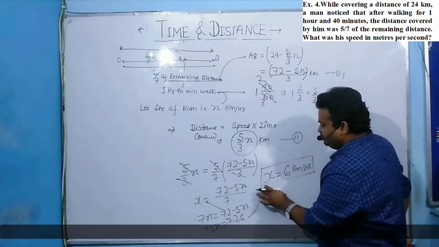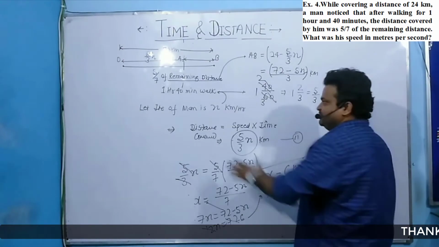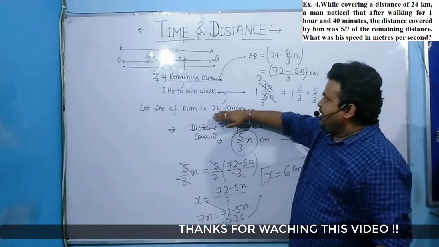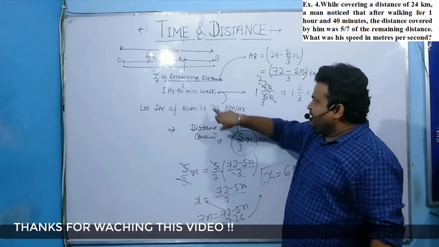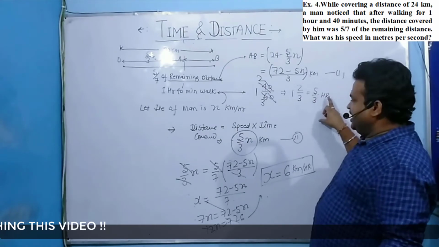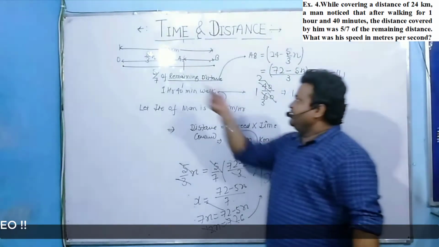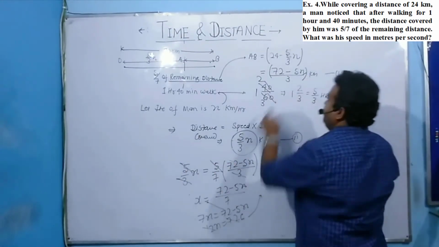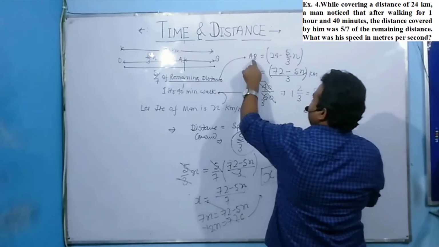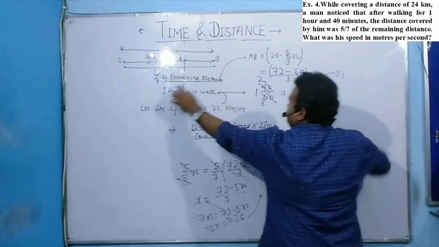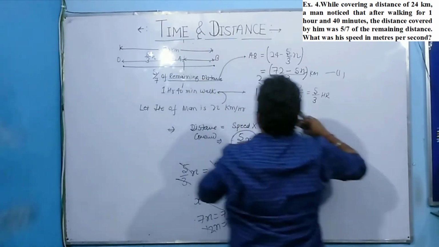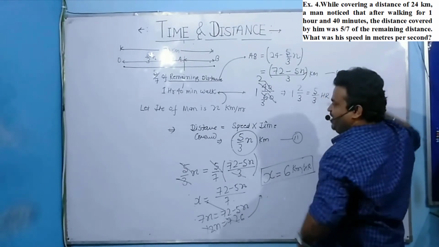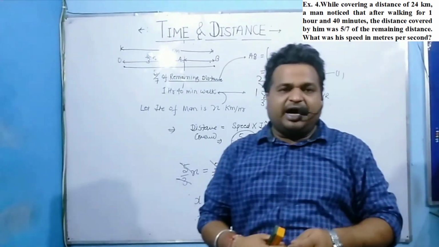The approach was simple. First we assumed the speed of the man, and at this speed, calculated how much distance he covered in 5/3 hours. This distance is 5/7 of the remaining distance, and the remaining distance is 24 minus this value. Substitute this value and you will get the answer: the man's speed is 6 km per hour.